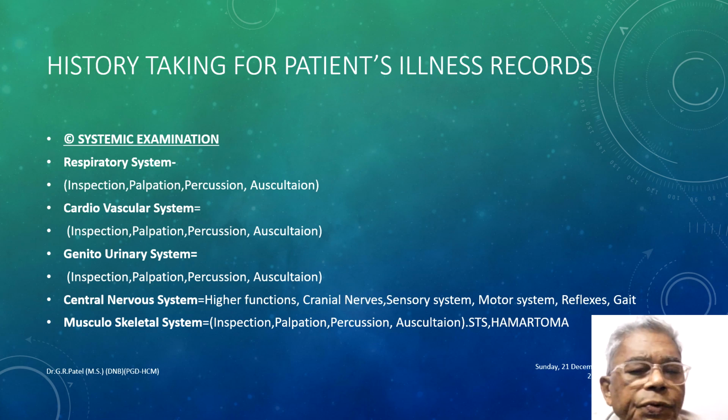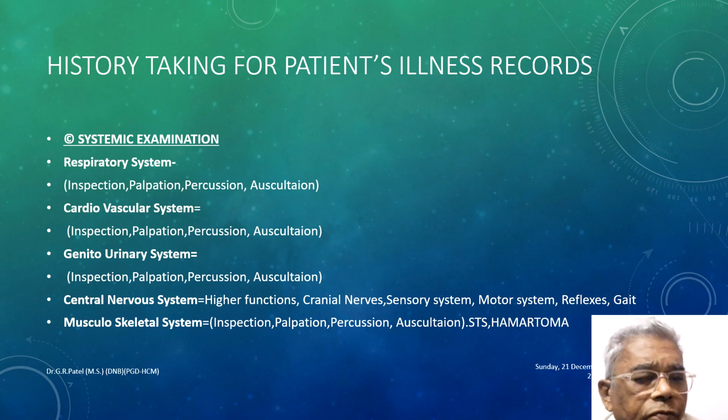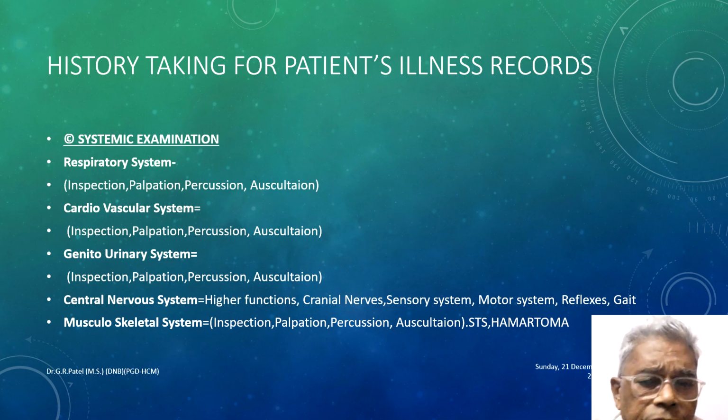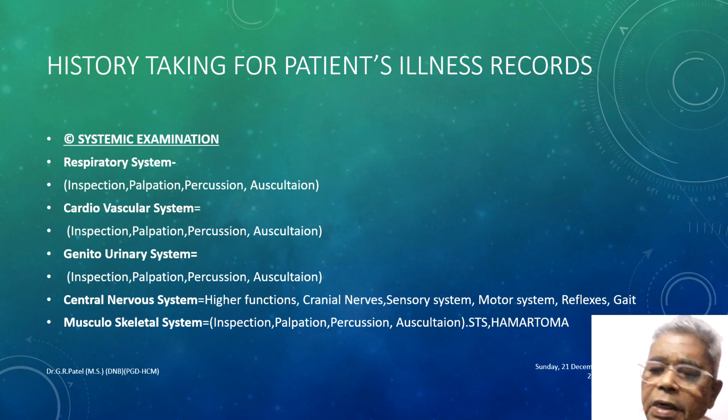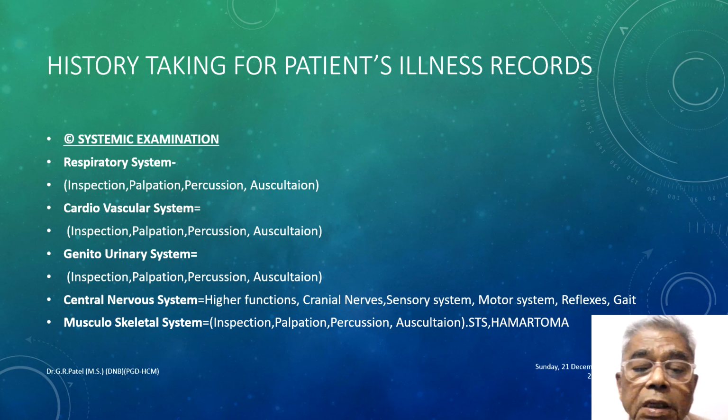Then, genitourinary system, the same way: inspection, palpation, percussion, auscultation. Inspection must be done for meatal stenosis, any ectopic testis, presence of hernia one must look for. Percussion in the suprapubic region: fullness or dullness is suggestive of full urinary bladder. A midline swelling in the suprapubic region, dull on percussion, is urinary bladder unless proved otherwise.